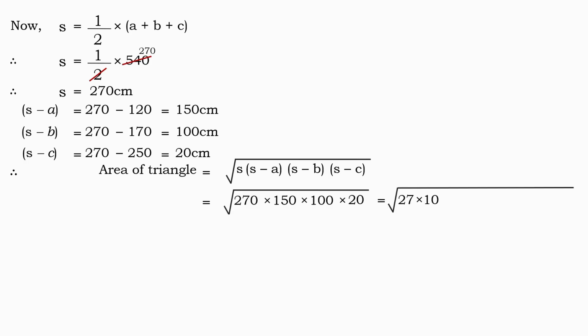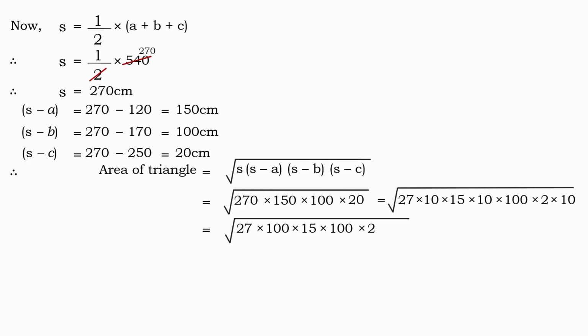So now 270 means 27 into 10. 150 means 15 into 10. 100 means we will not divide 100, or if you want you can do 100 means 10 into 10, and 20 means 2 into 10. Now let us take a look how we are grouping. Okay, so we are grouping 10 into 10 as 100. Then 15 we are keeping as it is, 100 we are keeping as it is, and 2, 1, 10. Okay, so now if you check, there are 100s.